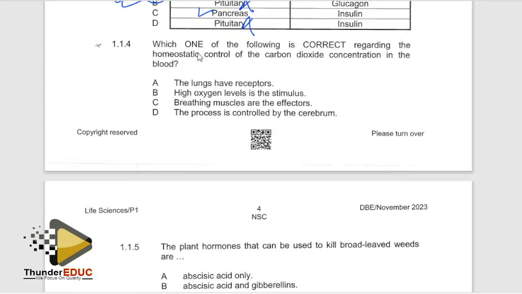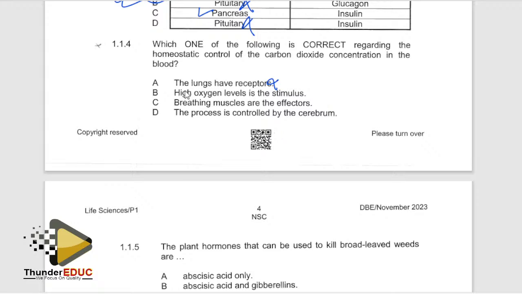1.1.4. Which one of the following is correct regarding the homeostatic control of carbon dioxide in the blood? We talked about this yesterday, and then we say that the lungs have receptors, but they do not detect anything regarding the amount of carbon dioxide in the body. So this one comes out.